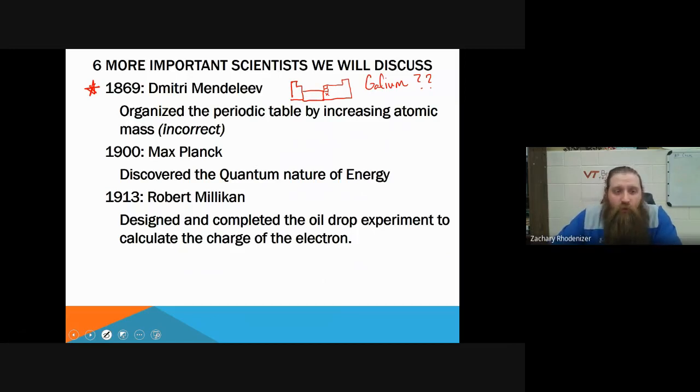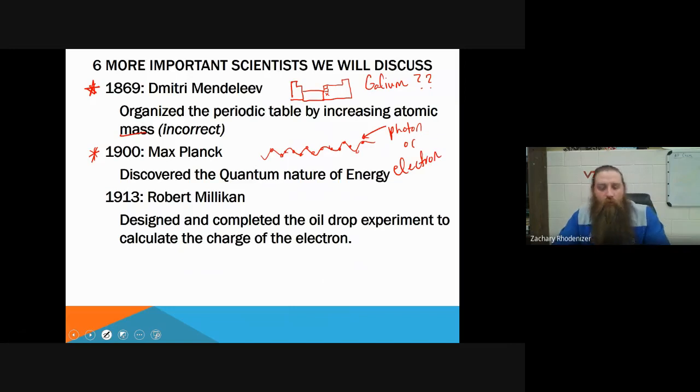The issue with his periodic table is that it was done by mass. We'll talk about Henry Mosley on the next slide, who fixed that problem. Some other people we did mention: Max Planck before. He discovered the quantum nature of energy, the fact that energy is given in discrete packets. Even though light moves as a wave, it acts like a particle as it moves. Each one of those little particles is like a packet of energy, like a photon or an electron. They both do that.